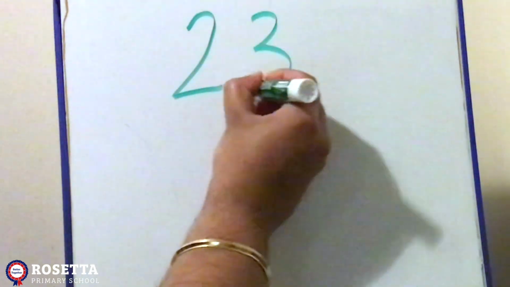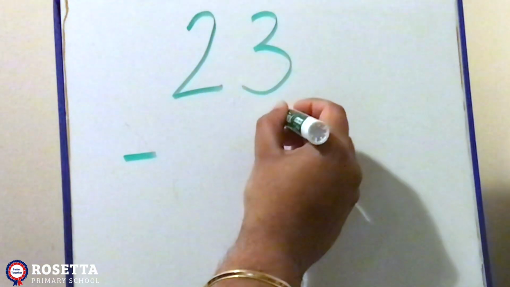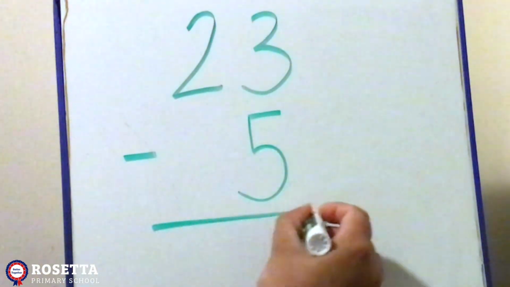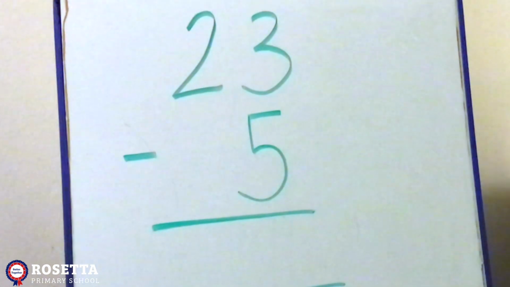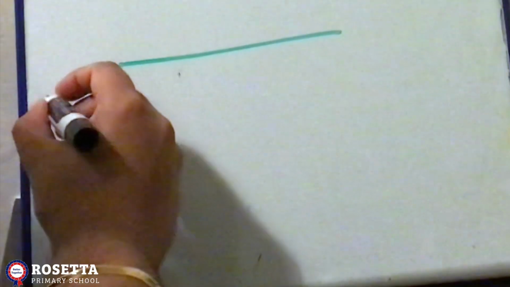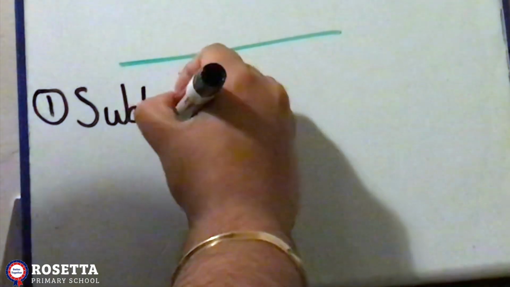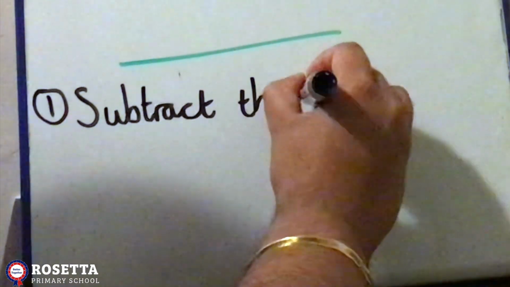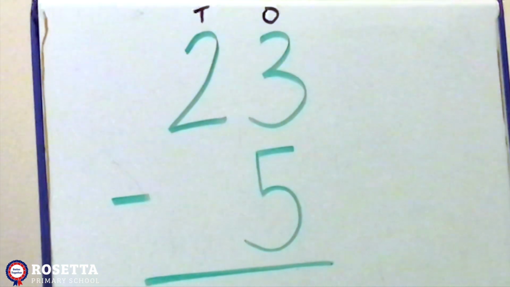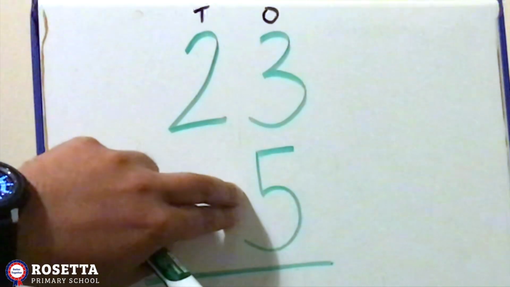23 take away, how many did Mr. Machimba take? He took 5. Okay, now as always Mr. Singh likes to write down his method while he's doing it so he knows what he's doing. So, step 1, what do we do, guys? We subtract the ones, okay? So we do 3 take away 5 ones.